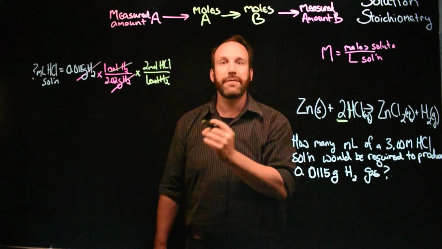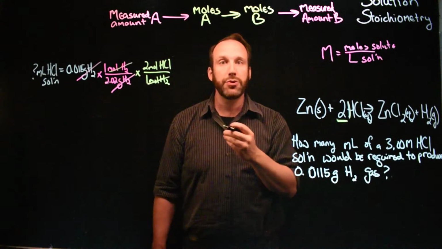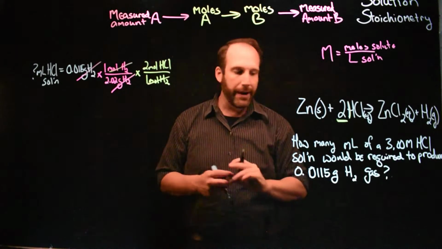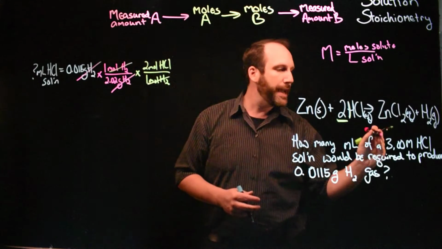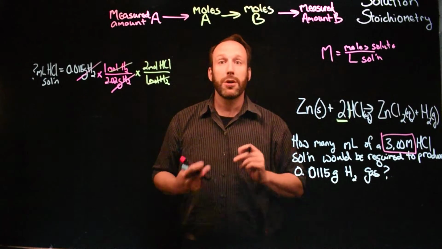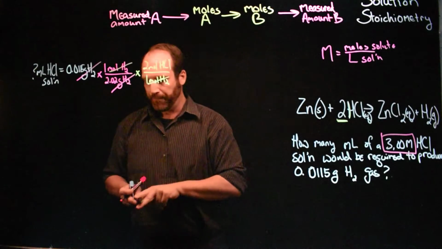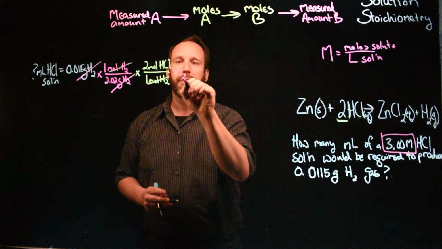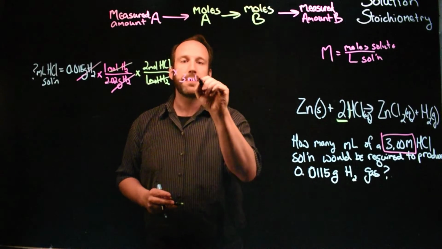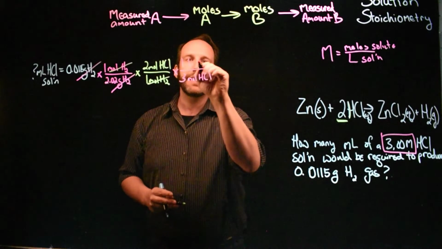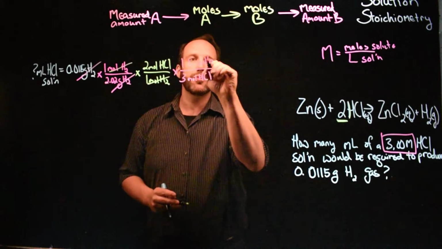So anytime we're trying to convert from moles of solute into volume of solution, we're going to want to use molarity. In this case, we know that our molarity is 3 moles per liter. And so what I can do here is say that there are 3 moles of the HCl solute in every 1 liter of solution.